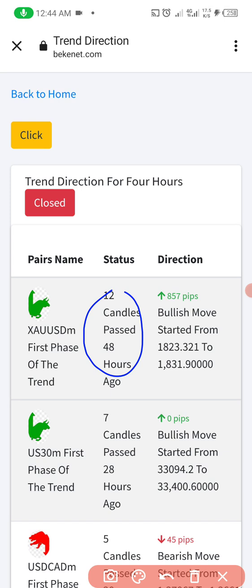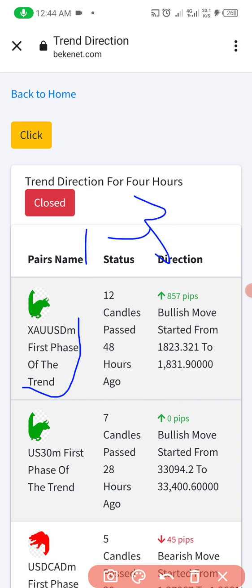Now, let me recap how to use the trend direction to trade the forex market. It is very simple. All you need to look for is first phase, numbers of candle 1 to 3. If you see it on the first candle, very good. You see it second candle, very good. You see third candle, very good. You can enter and put your stop loss at the recent high or the recent low of that time frame. It is not difficult. Locate the recent high or recent low of a candle in that time frame.